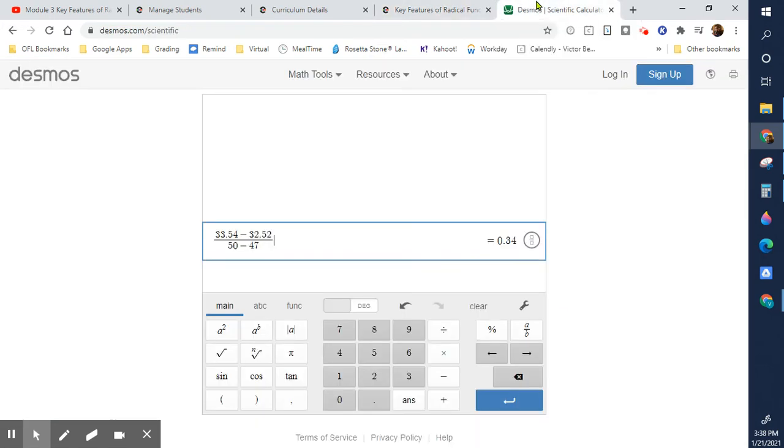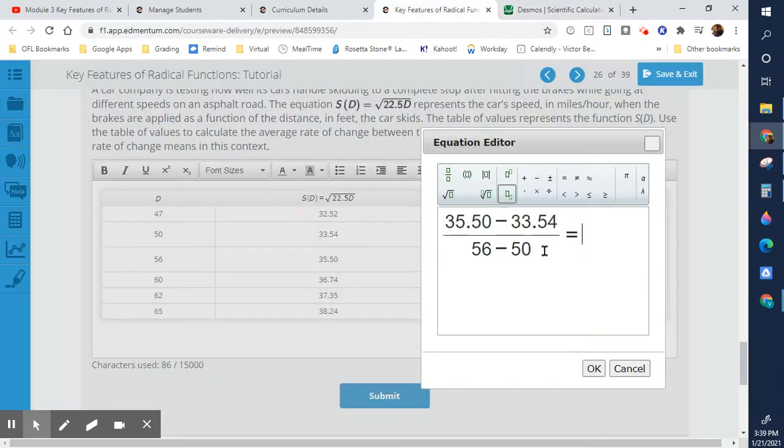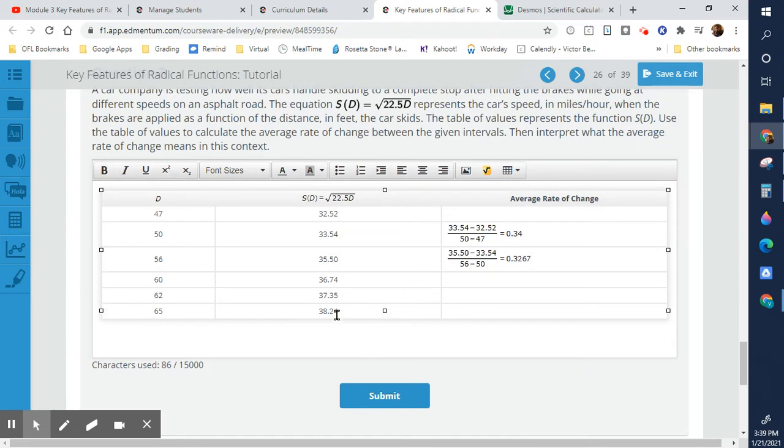All right, I'm going to change this part, and I need to make those same changes to my Desmos. So I'm going to go over here, and I'm going to do the exact same changes. This was 35.50 over, we're going to get 30.50, forgot to put that minus sign. Change this bottom, and this is 56. So I get this 0.327. 0.32, you can say 67 if you want to give it a little more decimal places.